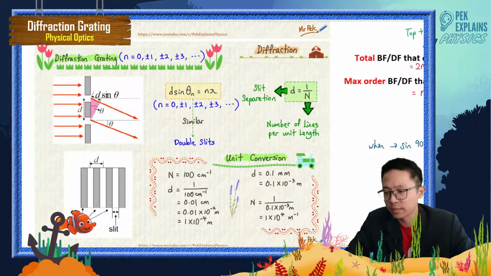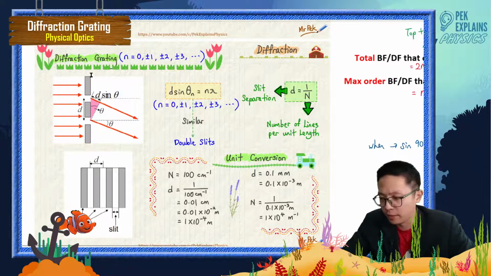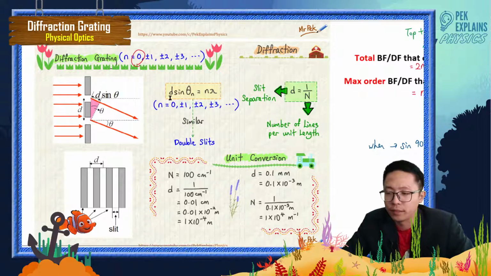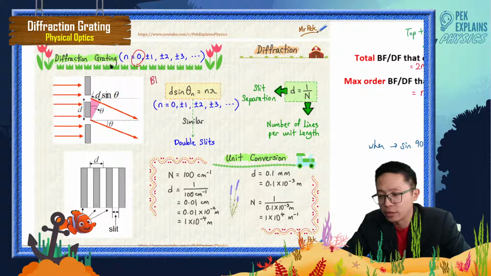Right, now let's discuss the formula for diffraction grating. First of all, diffraction grating starts from zero order. Here I just want to emphasize again, it starts from zero order. The formula for diffraction grating is only for bright fringe. So this is just the bright fringe formula.